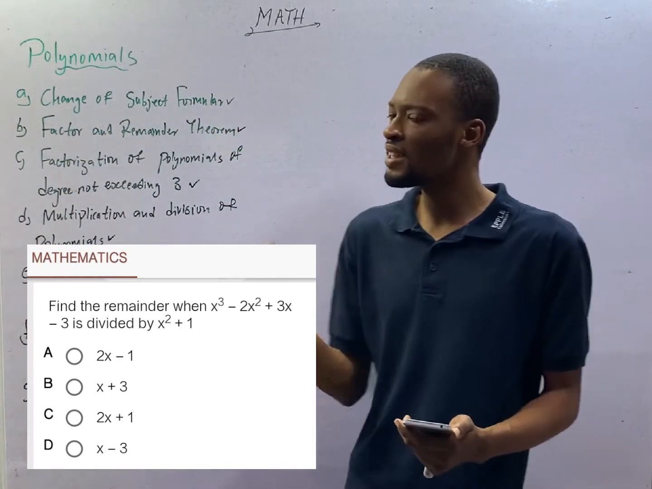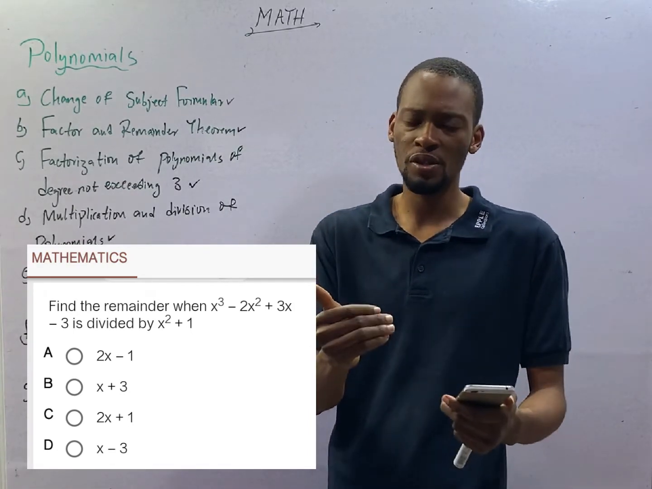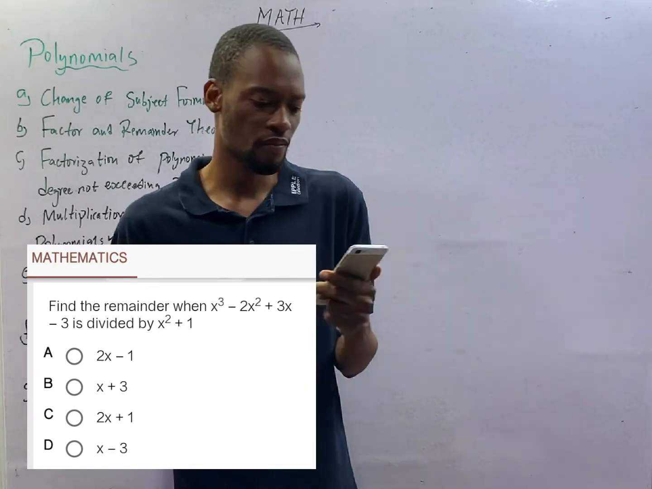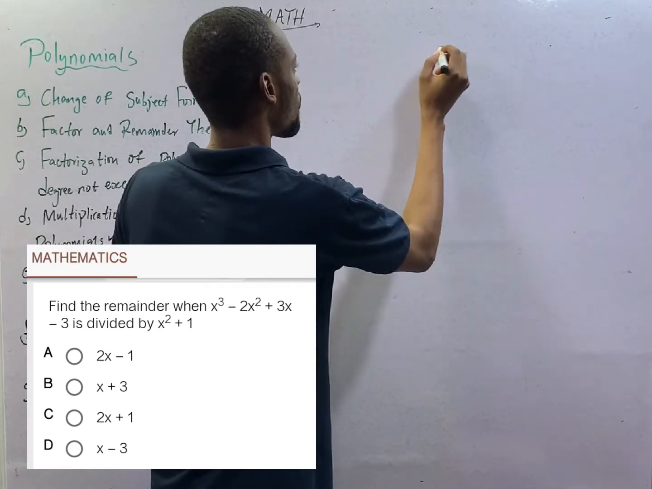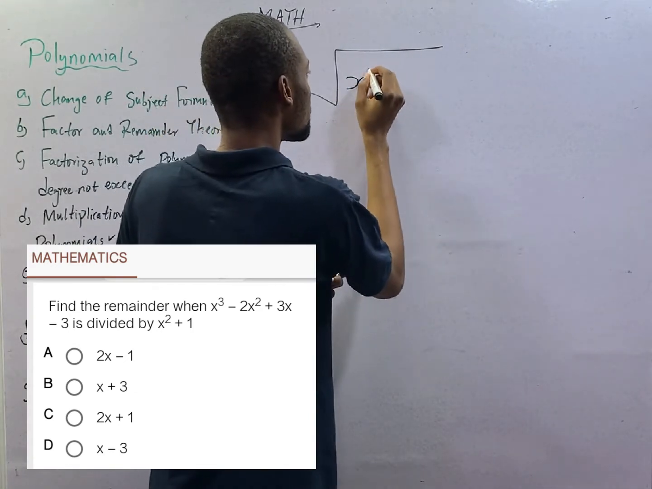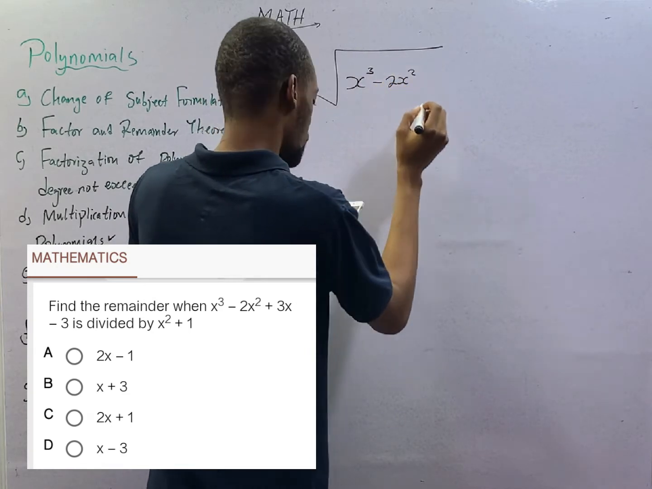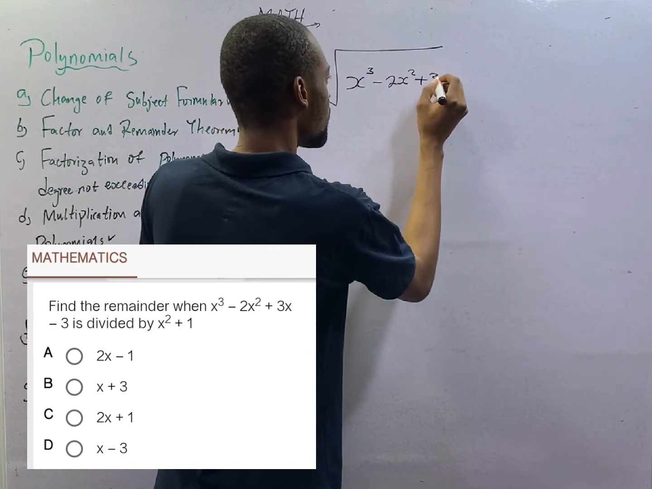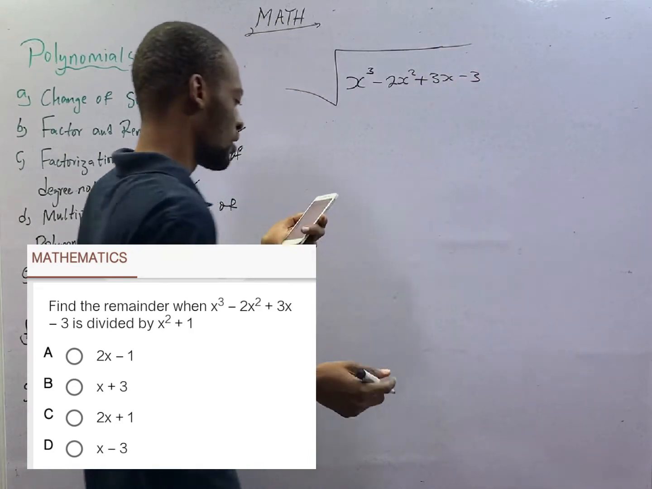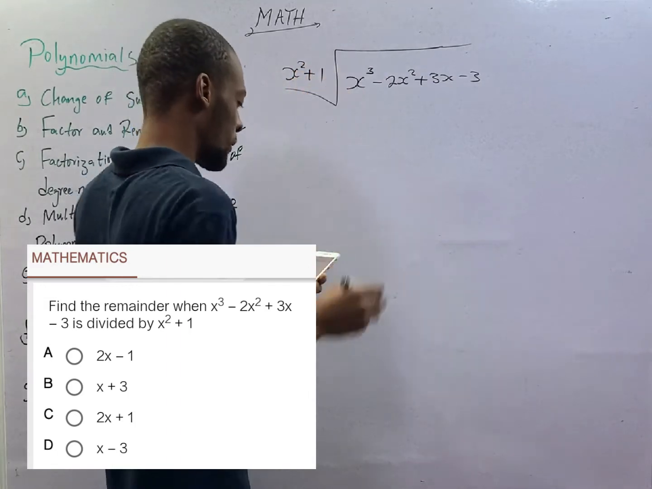If it were a linear polynomial, it will be easy for us. We will use substitution of polynomials. We shall see that also shortly. In this case, you have something like this. The polynomial will be here, s raised to the power of 3 minus 2s squared plus 3s minus 3. Then the divisor will be here, s squared plus 1.